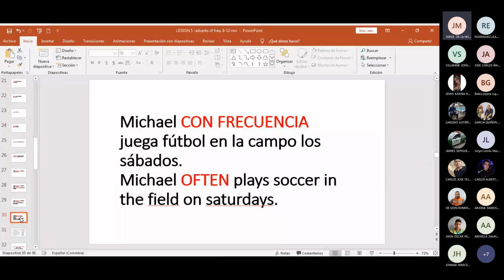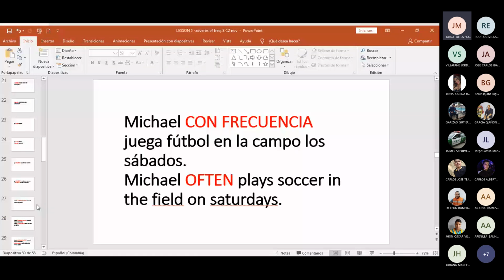Okay, student, and here we have, for example, Michael con frecuencia juega fútbol en el campo los sábados. So remember, Michael often plays soccer in the field on Saturdays. So student, what are we using? We are using the adverbs of frequency because we are going to indicate the frequency of the activities.